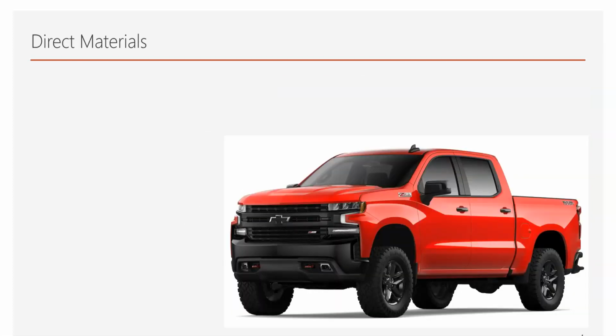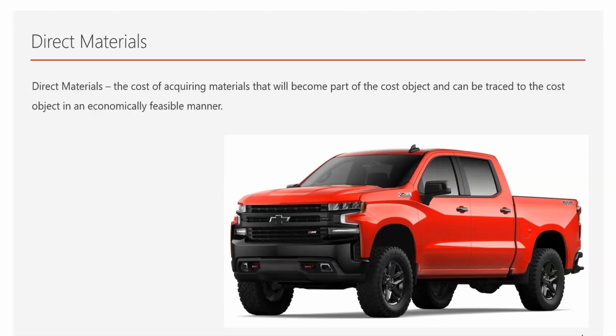There are two types of direct costs: direct materials and direct labor. Let's take a look at direct materials. Direct materials is the cost of acquiring materials that become part of the cost object, and it can be traced to the cost object in an economically feasible manner. So what are we talking about? The cost of acquiring the metal, whatever it is, that will become part of the final cost object, and we can trace those costs to the cost object in an economically feasible manner.